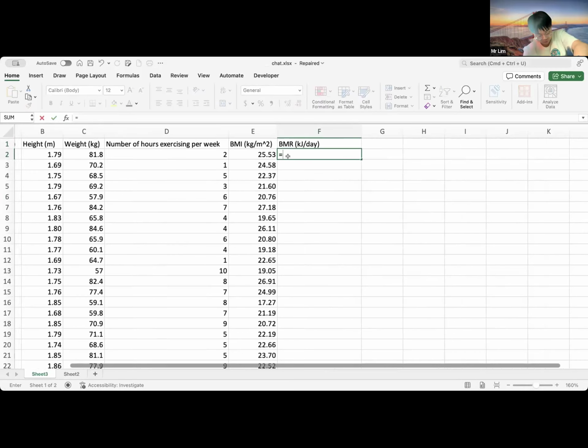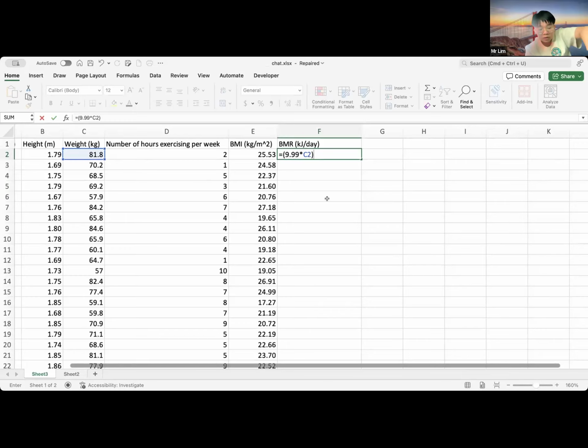So the calculation is equal to, in the bracket, 9.99 times, which is holding shift and then 8, this asterisk symbol, times the weight, this one. And then close bracket. Don't type one by one, unless you want to do everything on your own.